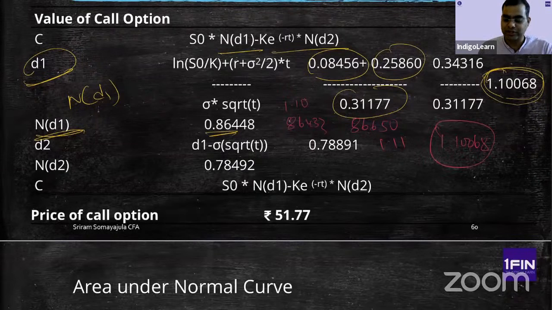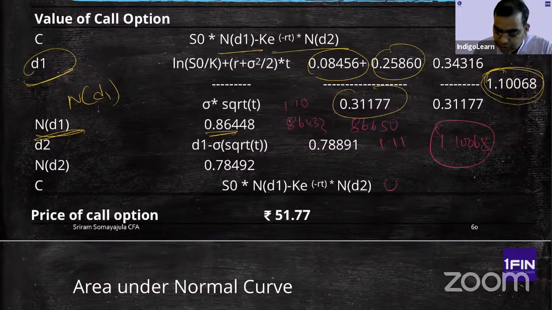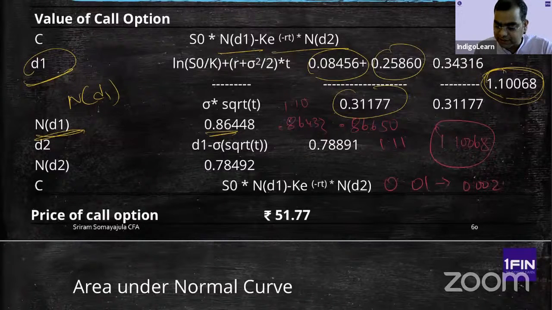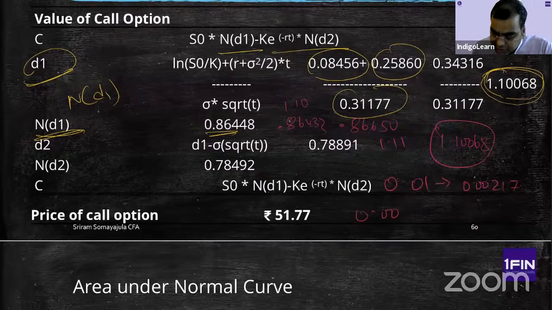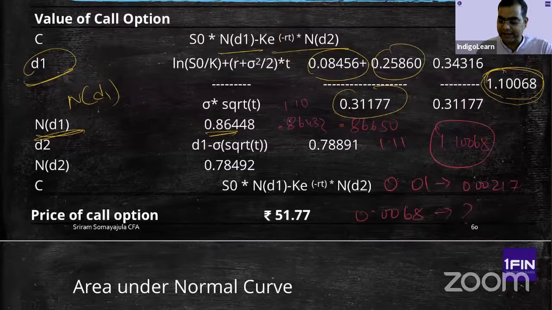How do you do interpolation? For a 0.01 change, it has changed from 0.86433 to 0.86650. That is, it has changed by 0.00217. We want it for 0.10068. How much is this? So you basically arrive at this particular number and then you add it, and you will get a value which is closer to this.